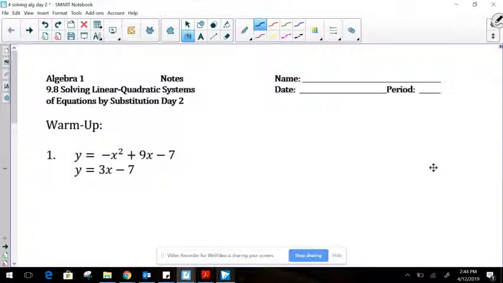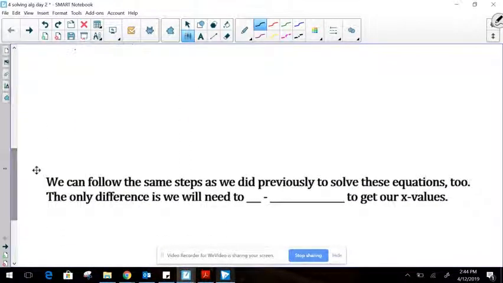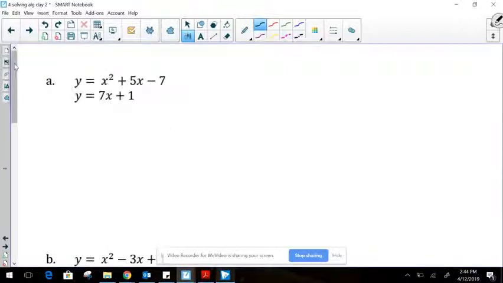Today we are doing day 2 of solving linear quadratic systems. Okay, so we have a warm up here. I'm going to skip down to the bottom part. It says we can follow the same steps as we did previously. Remember, that's day 1. The only difference is that we will need to x factor today to get our x values. Okay, so let's go to the next page.